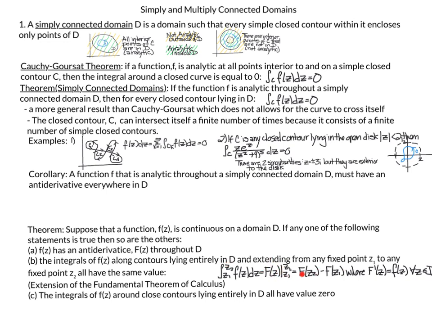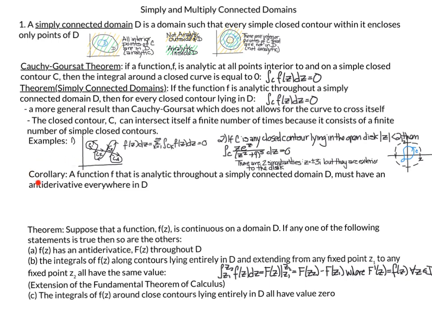And then 3, we have the integrals of f of z around a closed contour lying entirely in D all have value 0. And that's because these endpoints are going to be the same if you have a closed contour. So then when you subtract your antiderivative of z2 minus z1, you're going to get 0.